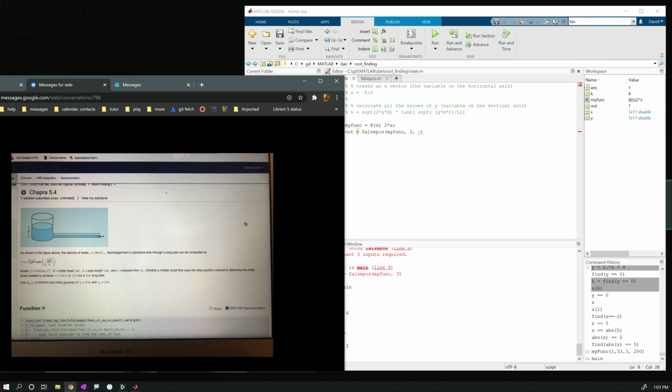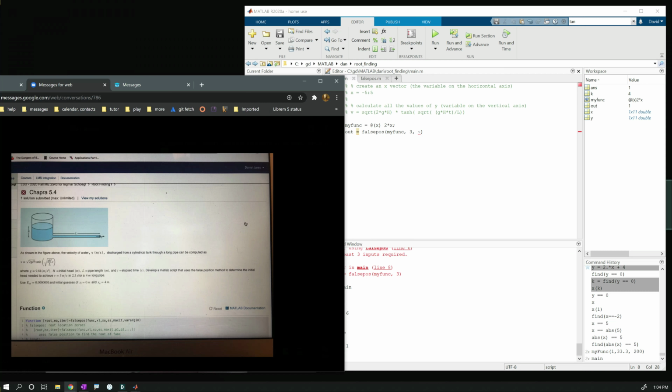Okay. Your error should be 7 decimal places, and your initial guess should be lower bound 0, upper bound 4. Okay. So then the velocity changes based on the initial head and time.